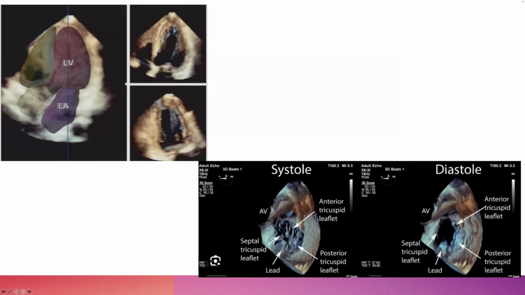Nowadays we have 3D echo, where we can see chambers very clearly. We can calculate volumes, calculating ejection fractions more accurately. We can see valves more clearly now.